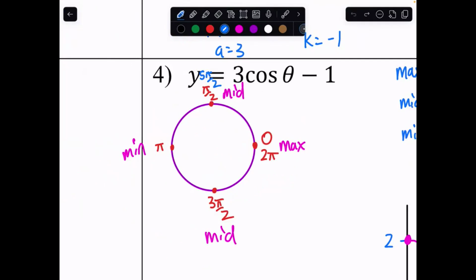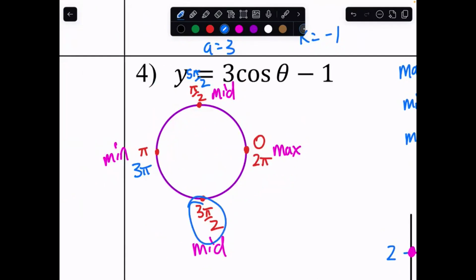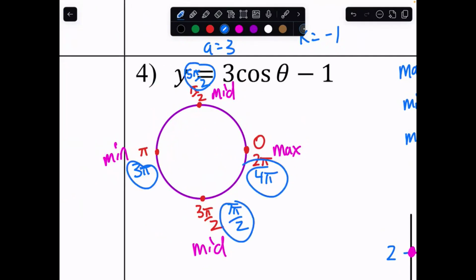Pi plus another 2 pi means it's coterminal with 3 pi. 3 pi over 2 plus 2 pi, which is 4 pi over 2, is coterminal to 7 pi over 2. And 2 pi plus another 2 pi would be 4 pi. Okay, so let's add these angles onto the right end of our graph.